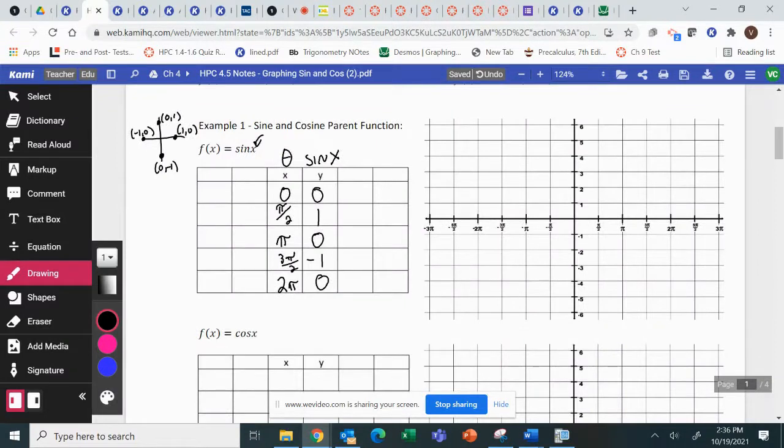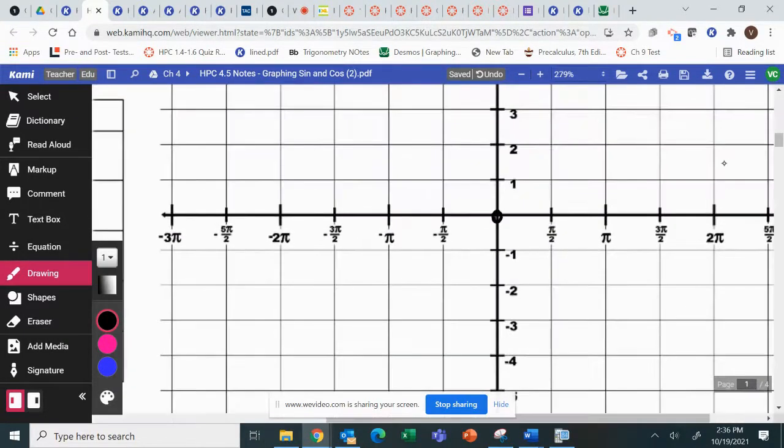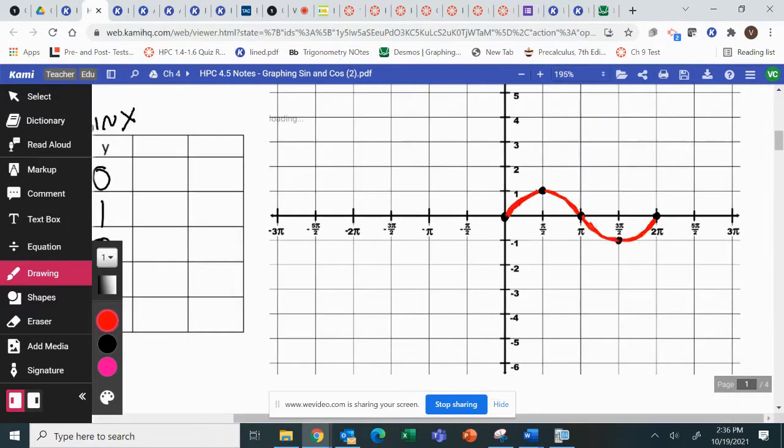So on my graph, I'm going to graph 0, 0. Pi over 2 is 1. Pi is 0. 3 pi over 2 is -1. And 2 pi is 0. And then I just try my best to make it look like a nice, beautiful, relaxing curve. A little nice wave by the ocean. Yikes, that was bad. You guys saw when I graphed it on Desmos what it kind of looked like. I just copied what it looked like.